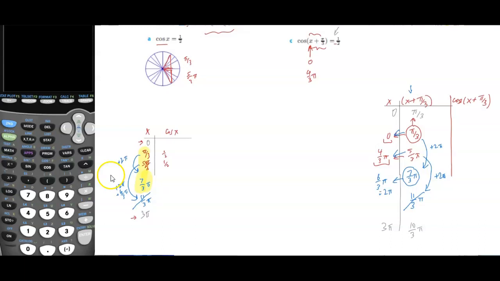We know there's no more solutions because we can't subtract 2 pi anymore because pi over 3 is already at the boundary. And we can't add 2 pi anymore because if we add 2 pi to 7/3 pi, it already goes over. So we need to stop, okay? So now we have 3 possible solutions, which are x equals 0, x equals 4/3 pi, and x equals 2 pi. Those are our 3 solutions.